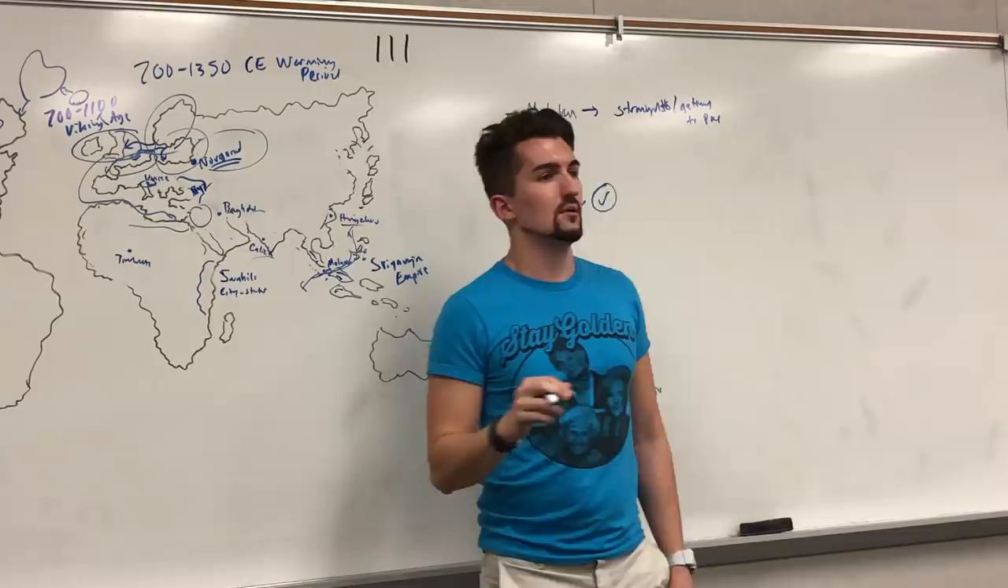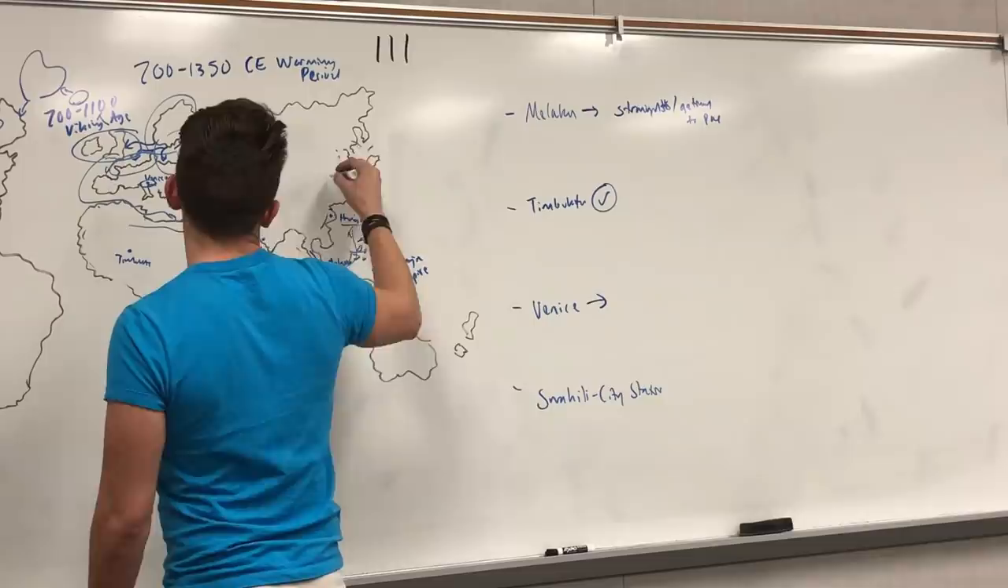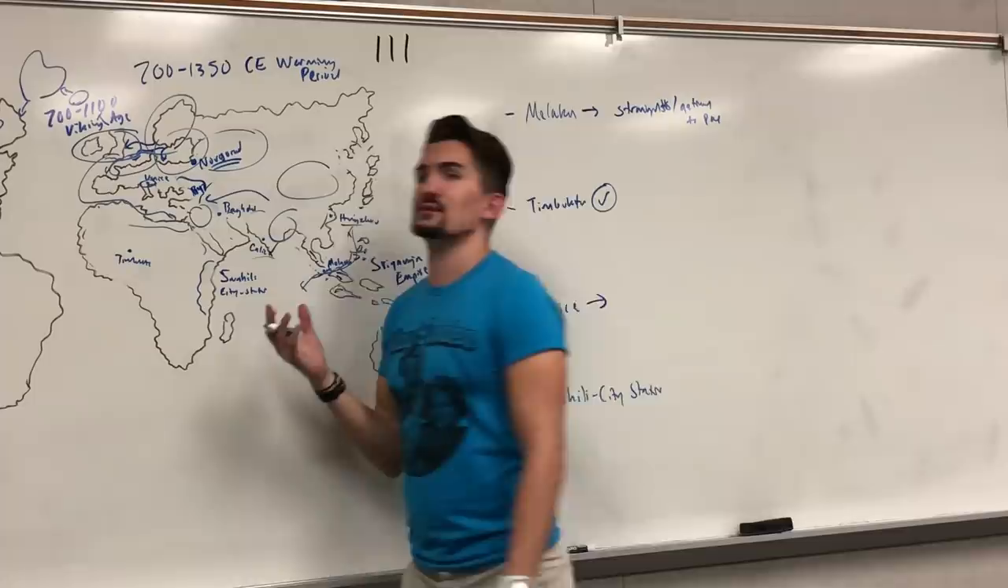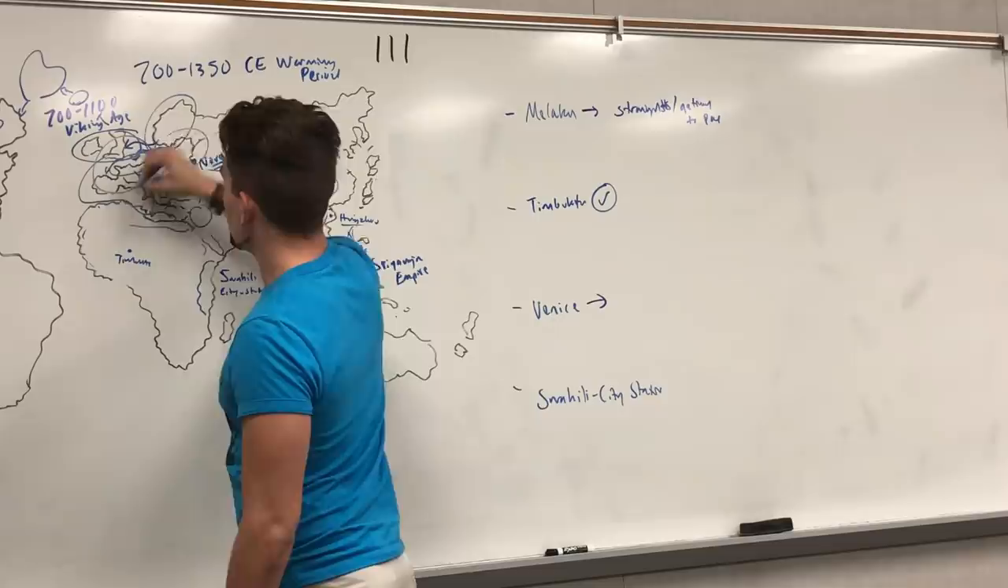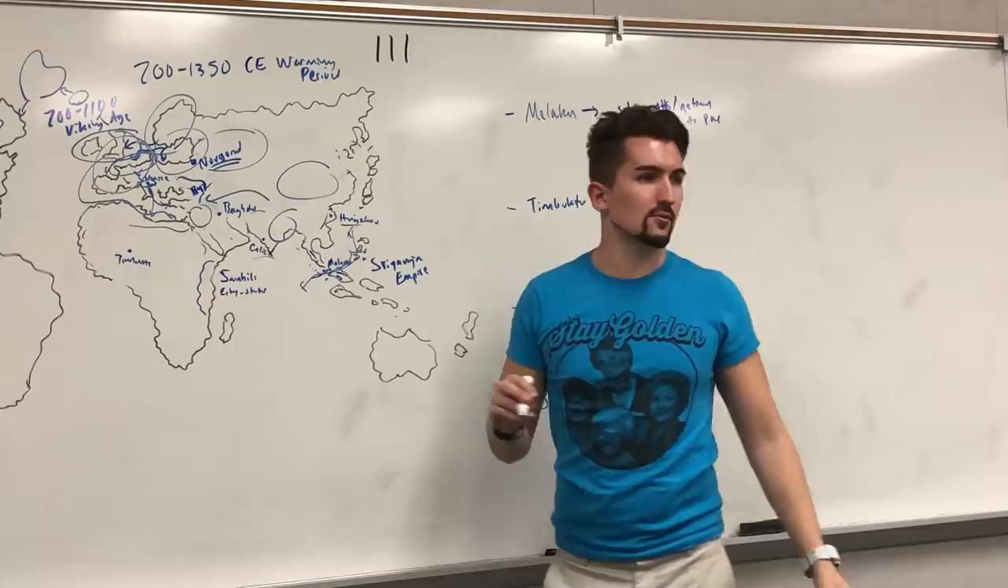Exactly. So all the goods that are coming in from China, India, the Indian Ocean trade network, all these places, they come to the Caliphates, and then the Caliphates are going to trade to somebody to distribute to the rest of Europe. That somebody's going to be Venice. So Venice is going to do a lot of trading with these caliphates, and then they're going to spread their goods into Europe. So they are that middleman between the Europeans and the caliphates and the rest of the world. So they're going to become quite wealthy off of that.